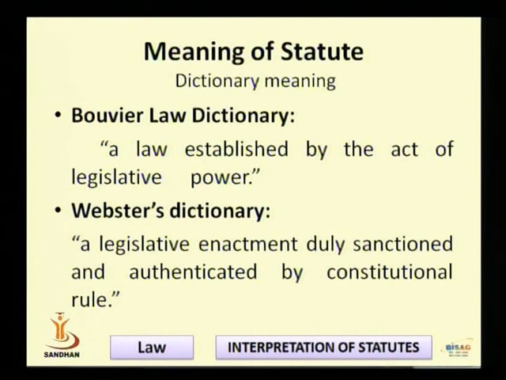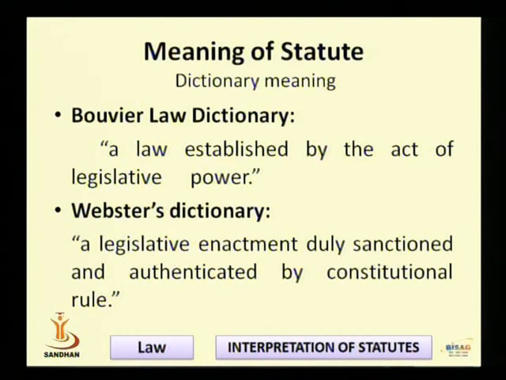The one is Bouvier Law Dictionary, which prescribes a law. Here the definition is: a statute is a law established by the act of legislative power. And the second dictionary meaning is from Webster's Dictionary, whereby it prescribes the statute is a legislative enactment duly sanctioned and authenticated by constitutional rule.